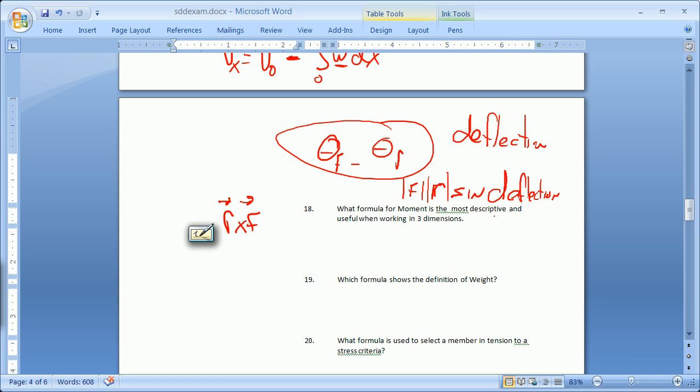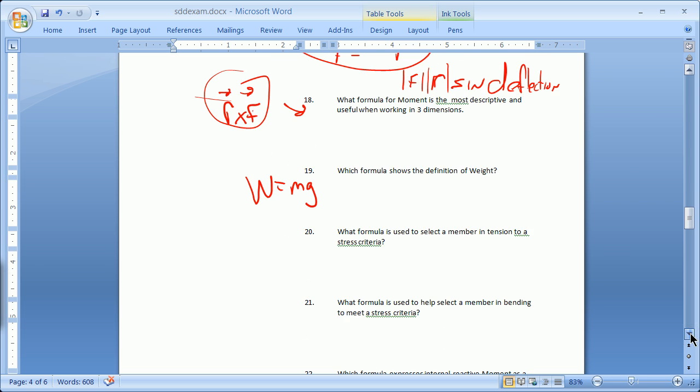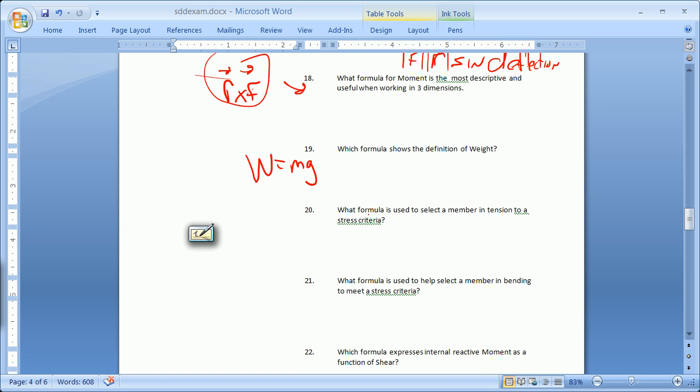Because that will give you the magnitude. Of course, that doesn't give you direction. This gives you direction. Number 18, that's what that one was. Number 19, the definition of weight. Weight equals mass times the acceleration due to gravity. Hopefully on this planet, maybe not in our careers, just on this planet.